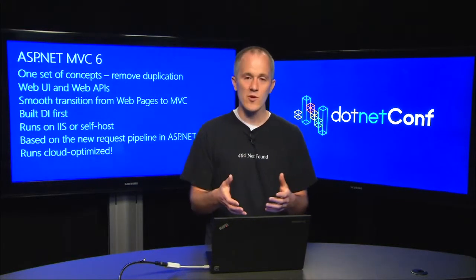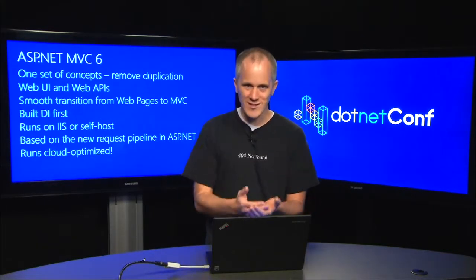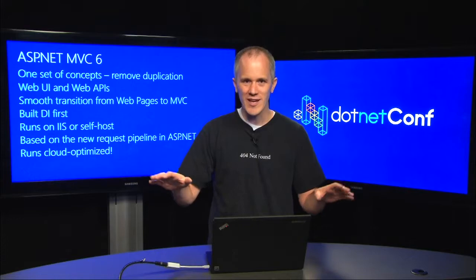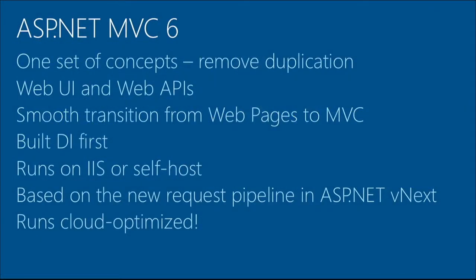So what are you going to get with ASP.NET MVC 6? You're going to get, first of all, one set of concepts. Remove the duplication. Where things should be shared, they will be. It will be a framework that can do both web UI. You can have controllers that return views, rendering HTML, and it can also do web APIs. Those same controllers can also return formatted data, JSON, XML, and so forth. Full support for content negotiation, all the features you're familiar with in Web API.